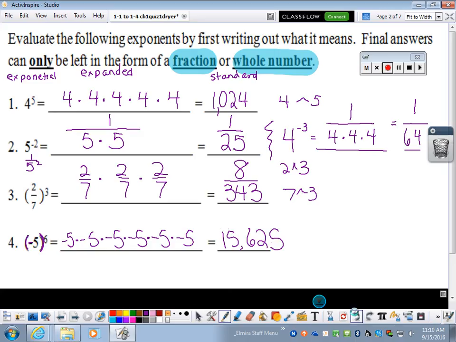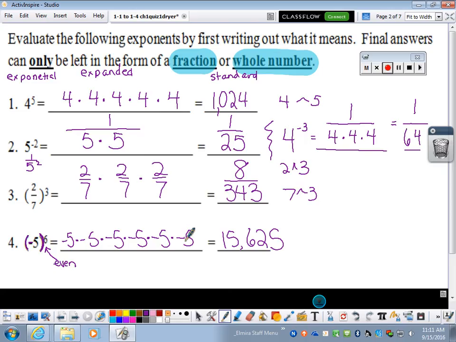I just bumped the board a little bit there. It is a positive answer, and remember that's because we have an even exponent, which means I'll have 2 negative signs that make a positive, 2 negative signs that make a positive, and 2 negative signs that make a positive. So all of our negatives end up canceling each other out.